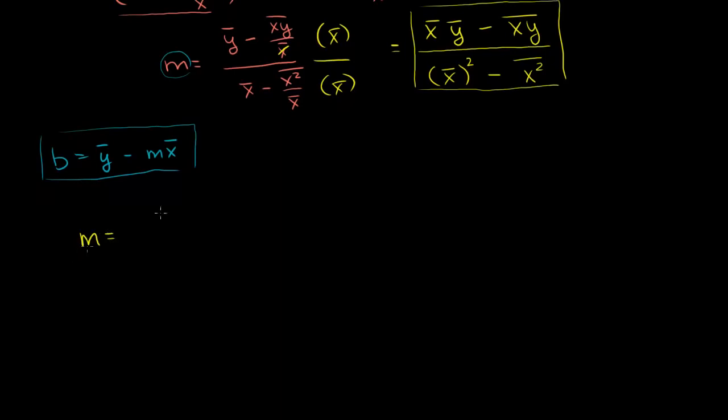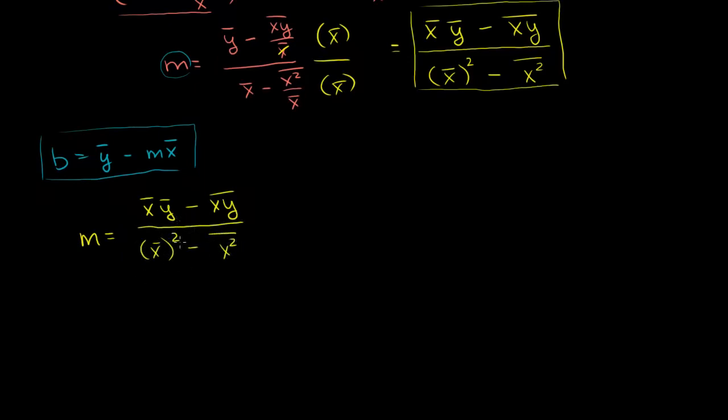So the slope of that line is going to be the mean of x's times the mean of the y's minus the mean of the xy's. And don't worry, this seems really confusing. We're going to actually do an example of this in a few seconds. Divided by the mean of x squared minus the mean of the x squareds.